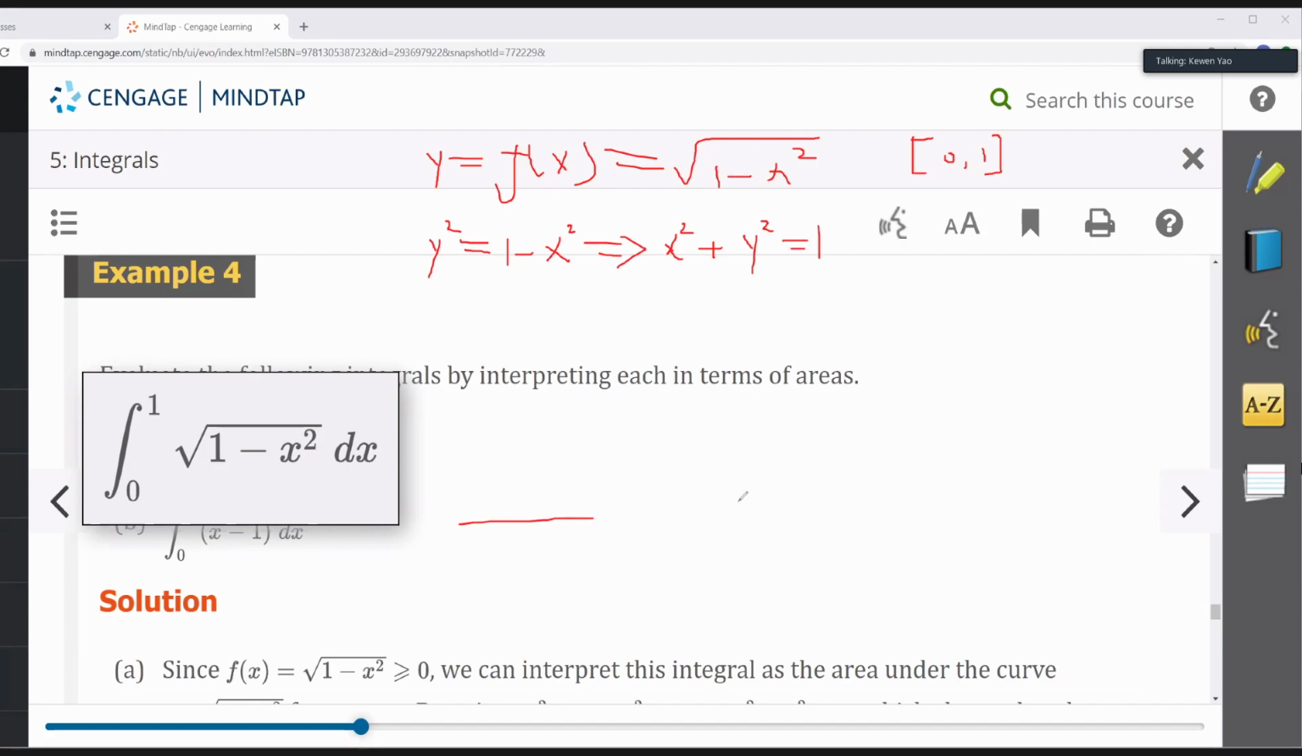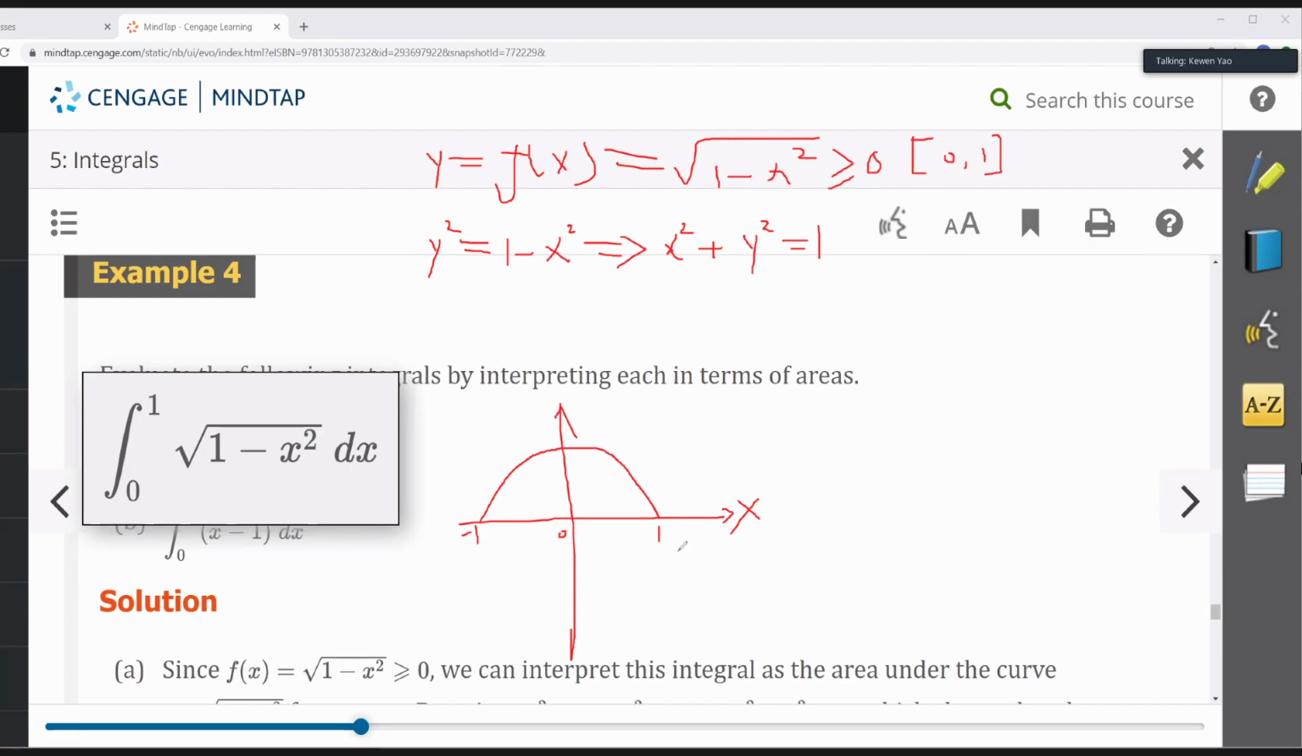So you can draw this picture very easily. But this is not the full circle, it's only half of that, because y is positive. Since y equals the square root of 1 minus x squared, y is non-negative here. So this is not the full circle, but only the top half.